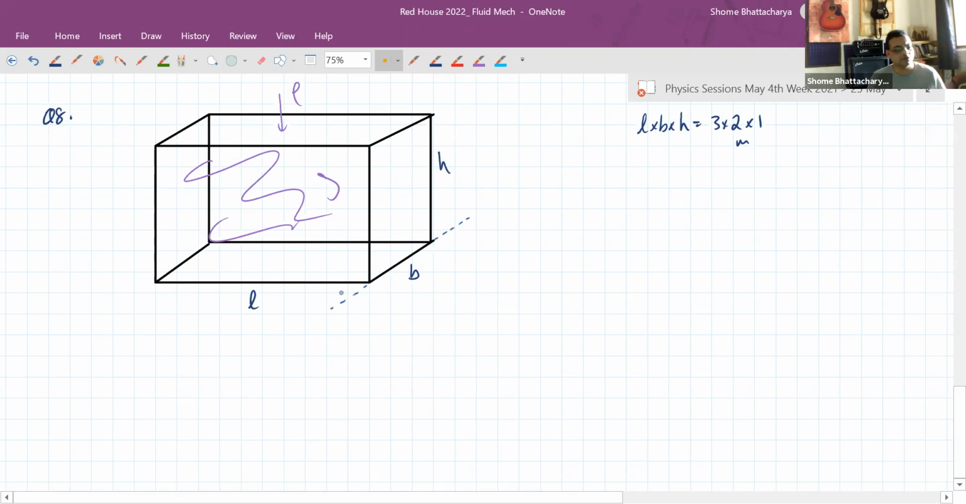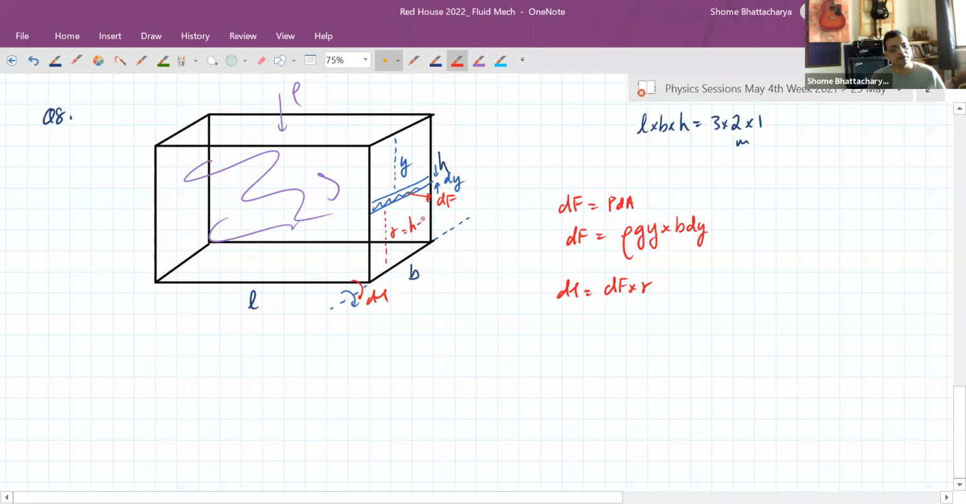About this axis, you have to consider the torque because of forces acting on the side wall like this. If we consider a strip of thickness dy at a depth of y, on that strip there is a force due to hydrostatic pressure of rho g y into b dy, where b is this width here. So the torque that this force will be producing will become this force into its moment arm, and that will be h minus y.